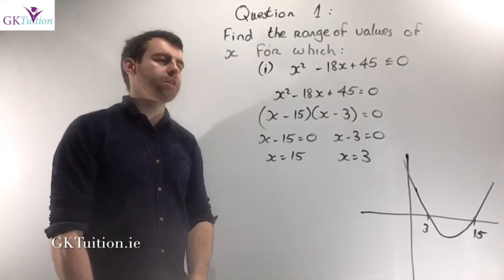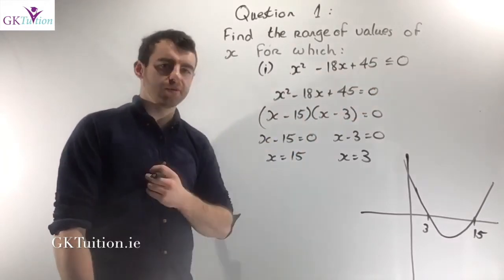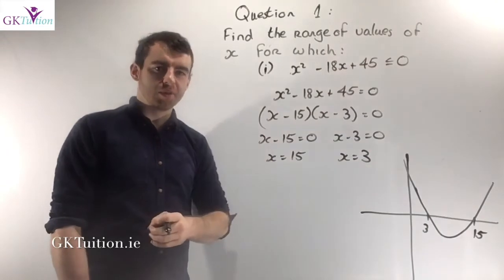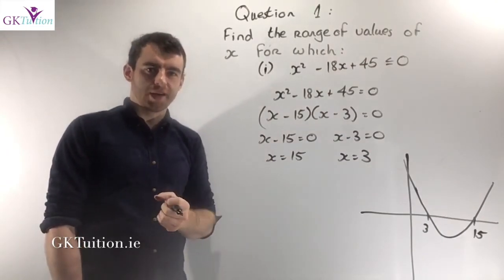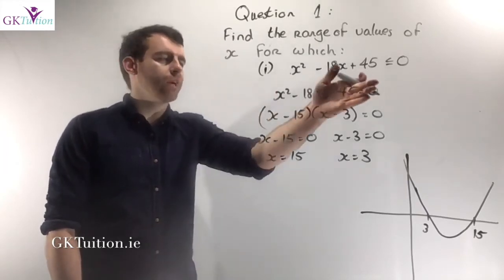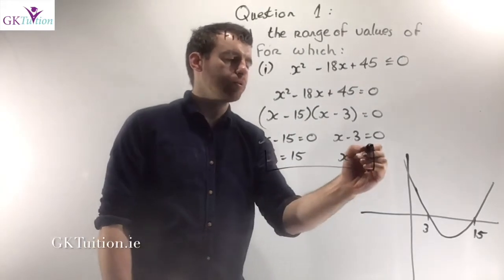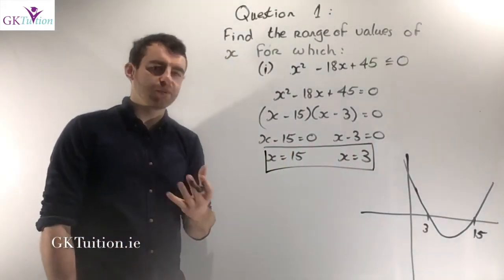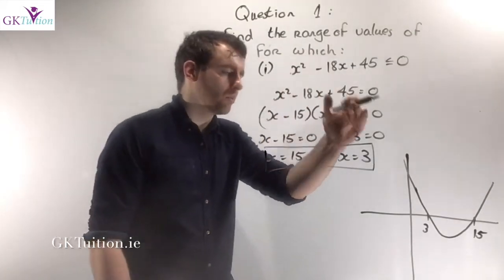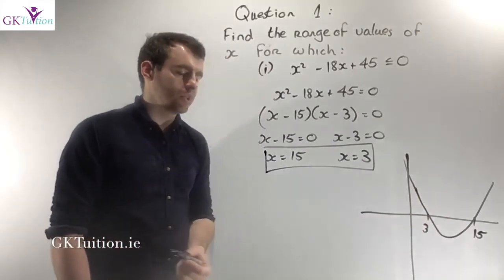Okay, so the first question you had here was x squared minus 18x plus 45 is less than or equal to 0. In order to identify when this quadratic is less than or equal to 0, I need to sketch the quadratic. And in order to sketch the quadratic, I need to find the roots. So I let the quadratic equal to 0, I factorize it and solve it, and I find that the points for this quadratic crosses the x-axis are x equals 15 and x equals 3. So it's a plus x squared, so I know it's a U-shape, and I know it crosses at 3 and at 15, so it looks something like that.